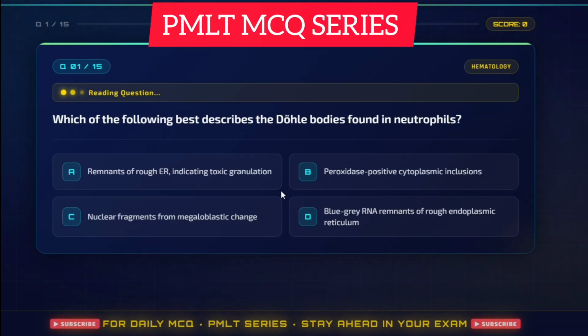Döhle bodies found in neutrophils. A. Remnants of rough ER, indicating toxic granulation. B. Peroxidase positive cytoplasmic inclusions. C. Nuclear fragments from megaloblastic change. D. Blue-gray RNA remnants of rough endoplasmic reticulum.